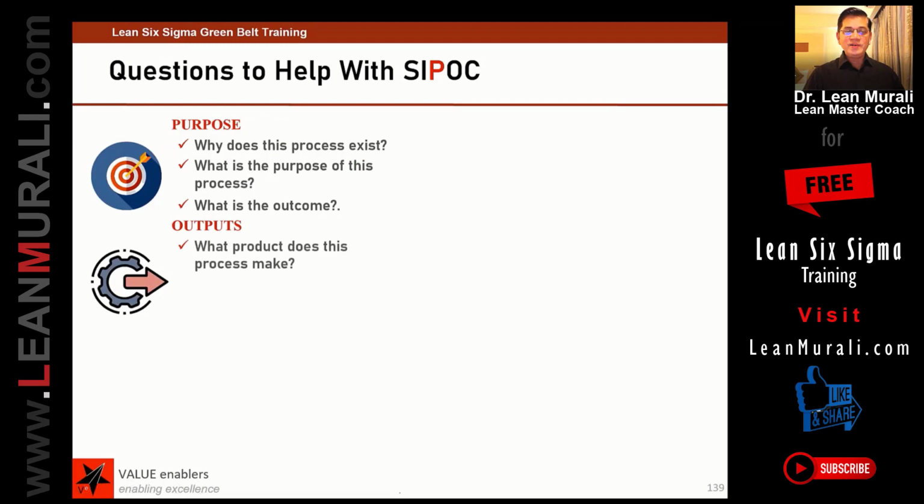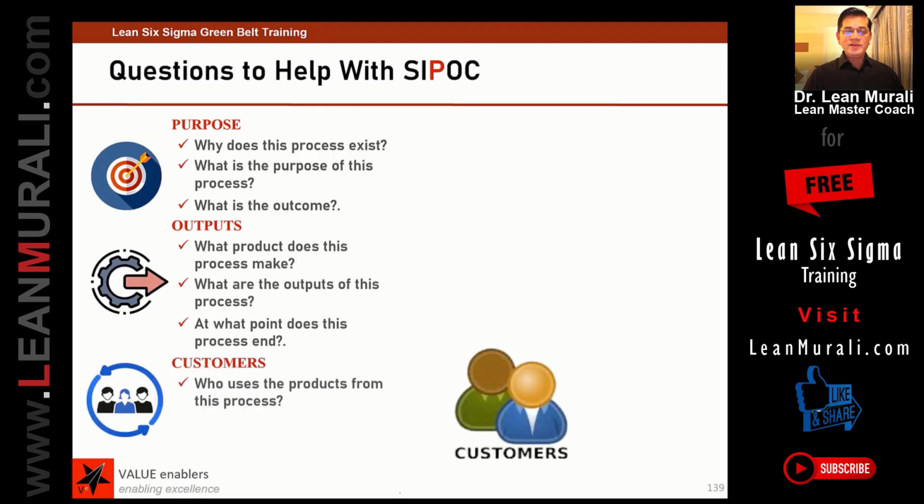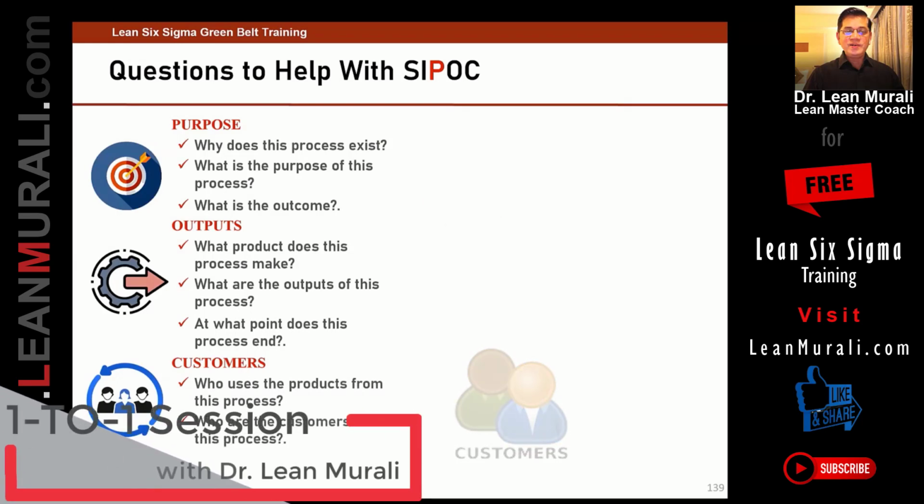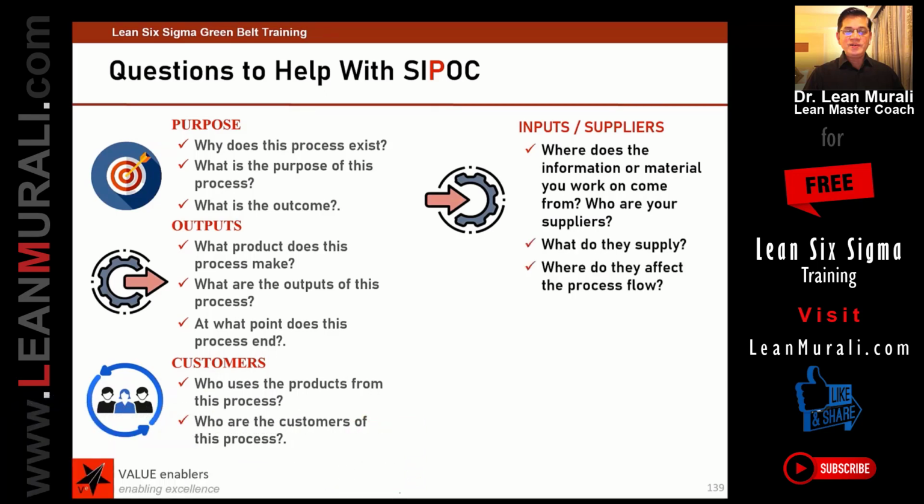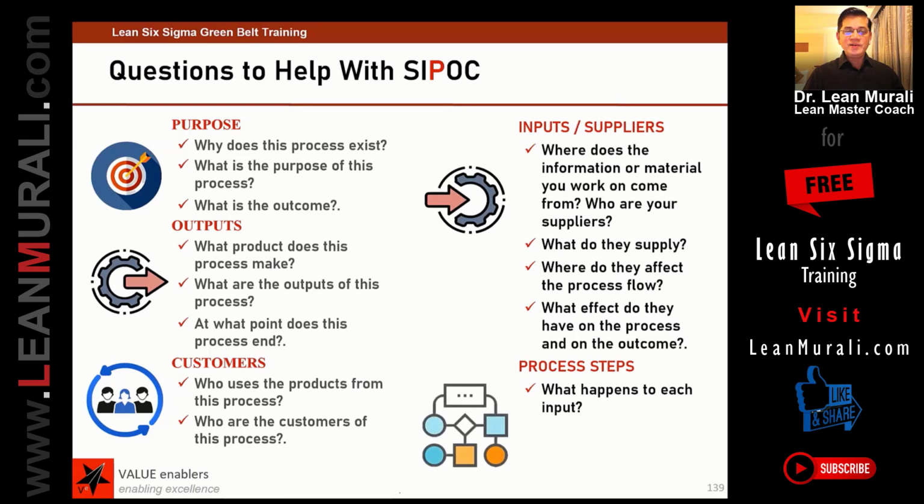Outputs. What does the process make? It's very important to know what the outputs of this process are. At what point does this process end? Customers. Who uses the products from this process? Who are the customers? Inputs. Where does the information or material or the work come from? Who are your suppliers? Where do they affect the process flow? What effect do they have on the process and outcome? And process steps: what happens to each input and what conversion activities take place?